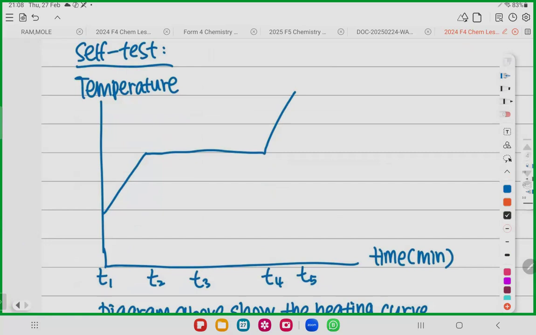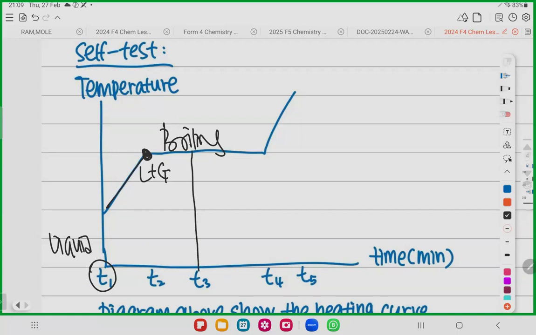So guys, let's try. Okay, this is boiling. So T1 is on the slanted line. Boil already? No, not yet boil. So before the boiling even occurs, T1 should be what? Liquid. Am I right? T2 is on the horizontal line. The boiling just started. When boiling starts, liquid and gas. T3 is on the horizontal line. The boiling is ongoing. The boiling is happening. So when the boiling is in process, liquid plus gas. Am I right?